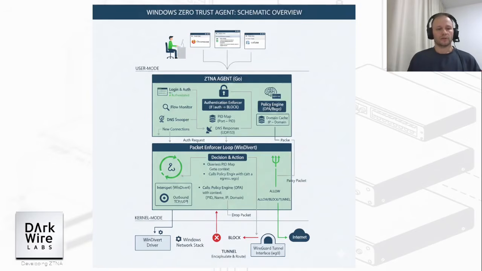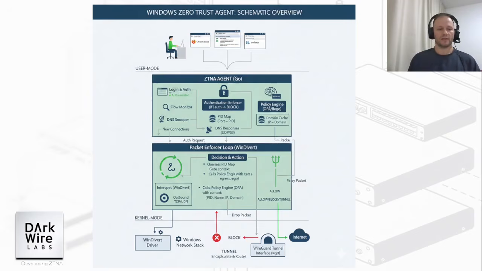We'll use an external library called WinDivert, which operates at kernel level. We'll use a kernel to user space bridge to pull packets into our Go policy engine and enforce policy decisions.